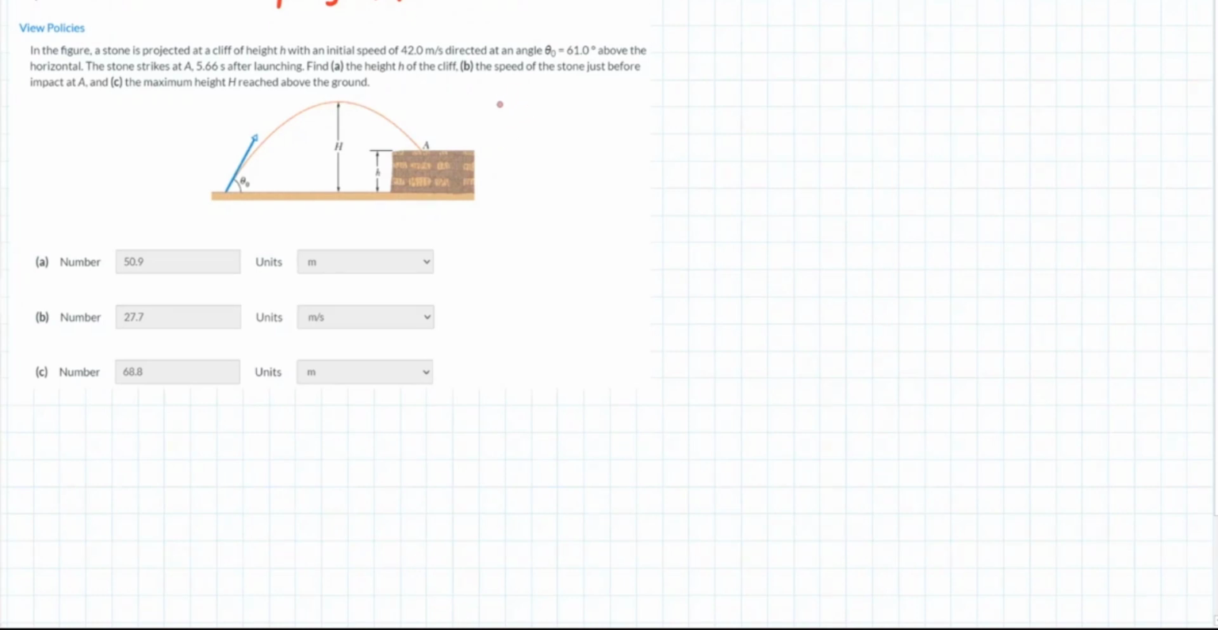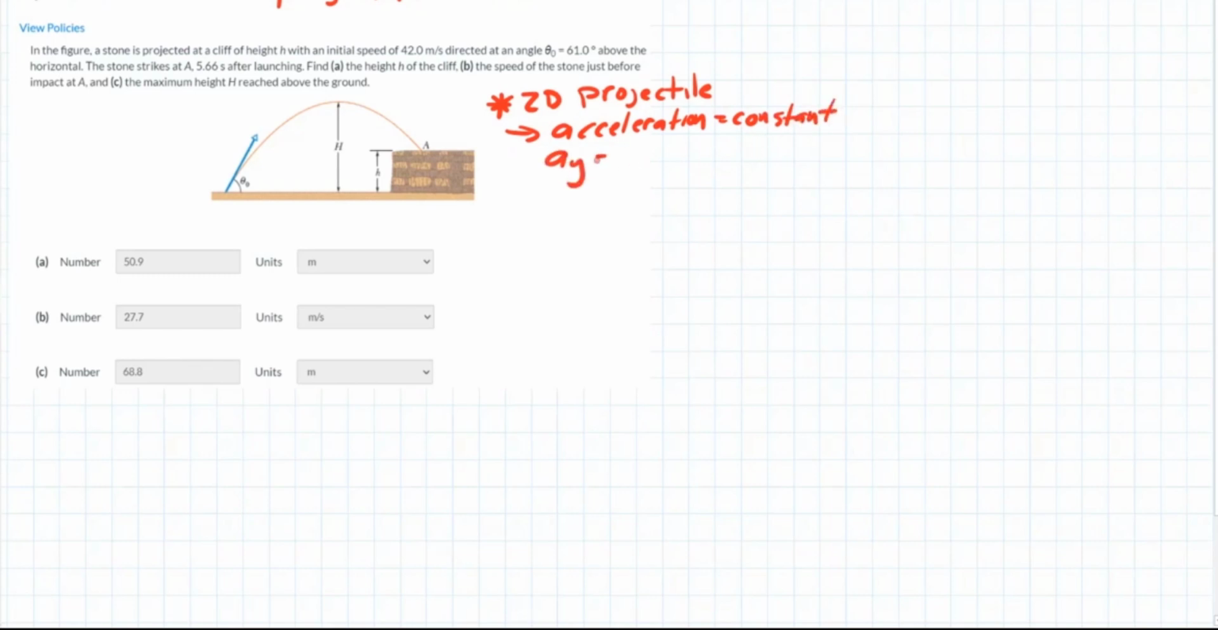You can see immediately this is a two-dimensional projectile. Projectile means something's flying through the air in 2 dimensions, subject to only the Earth's gravity. That is the definition of projectile motion. So it's a 2D projectile, which means acceleration equals constant. Why is the acceleration constant? Because if it's flying through the air, it's subjected to only a_y equals negative 9.8 meters per second squared in the negative y direction, and a_x equals 0.